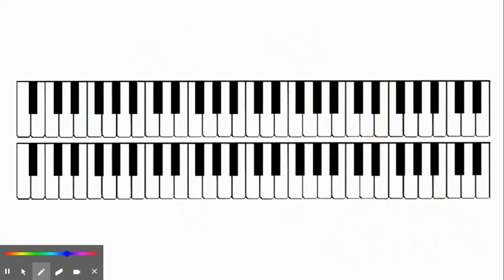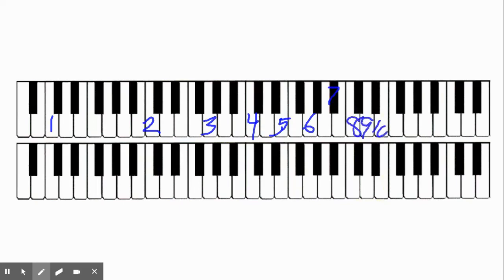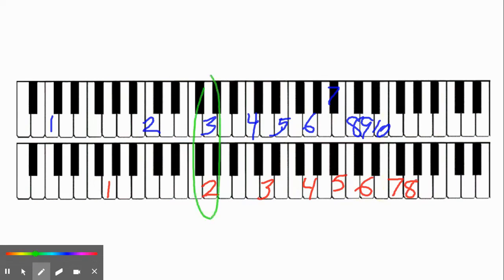We can start from our C again. 1, 2, 3, 4, 5, 6, 7, 8, 9, 10. A fifth up from C is G. 1, 2, 3, 4, 5, 6, 7, 8. Oh, I don't need to go higher than that. Our coincident partials are here, here, and here.